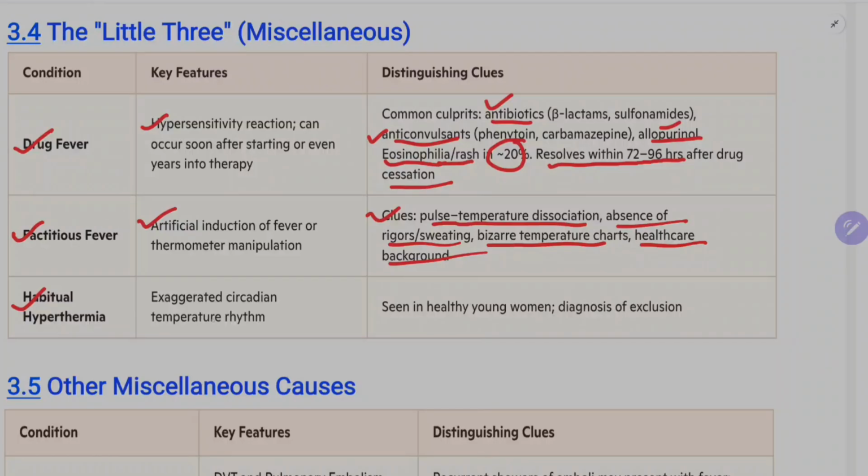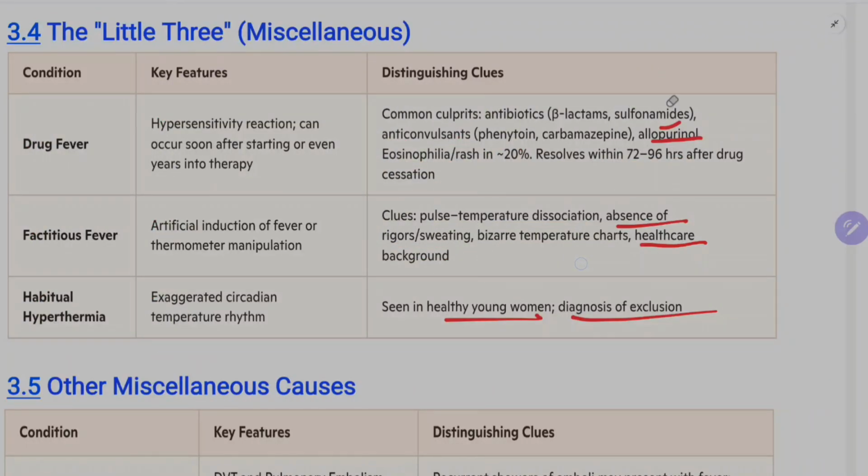Third of the little three is habitual hypothermia. The patient will have an exaggerated circadian temperature rhythm. Seen in healthy young women, and it is a diagnosis of exclusion. In drug fever, you can have eosinophilia, you can have rash, and it will disappear with discontinuation of the drug.